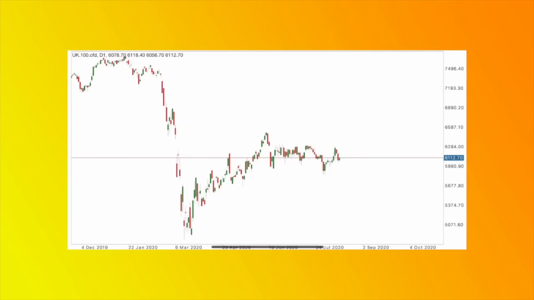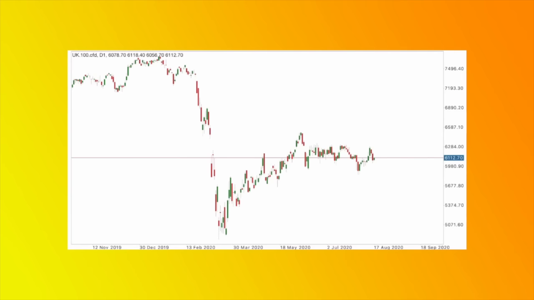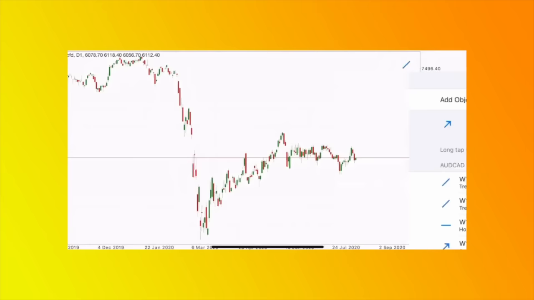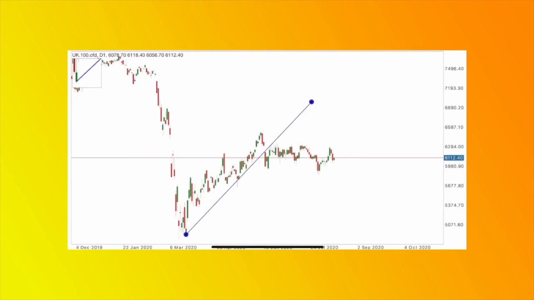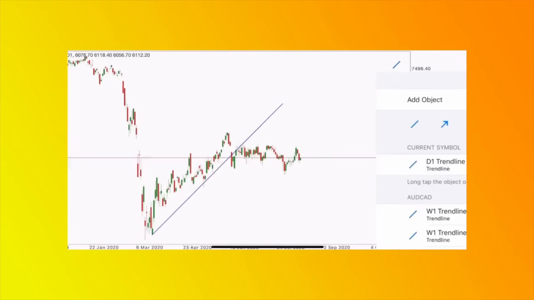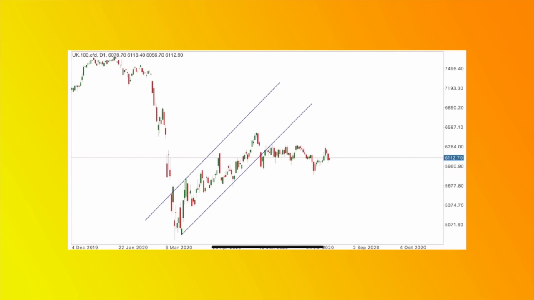And then you move to step number four, which is draw your diagonal support trend line and your diagonal resistance trend line. So yes, let me start by doing that again. This is my trend line. I drew it. Then I'm going to draw it again on the other side. Yes, there you have it.